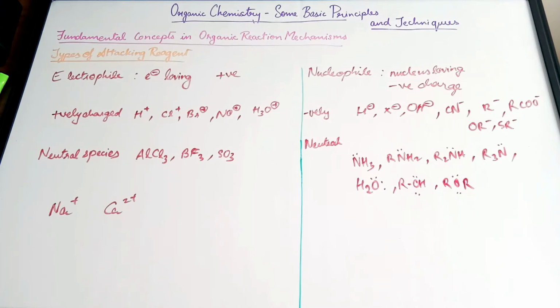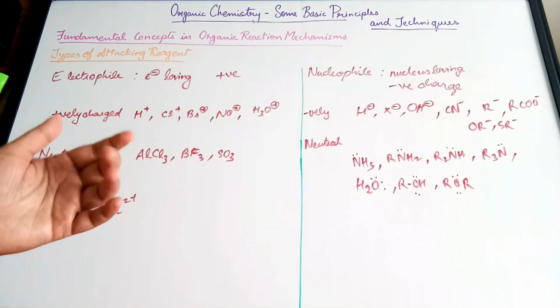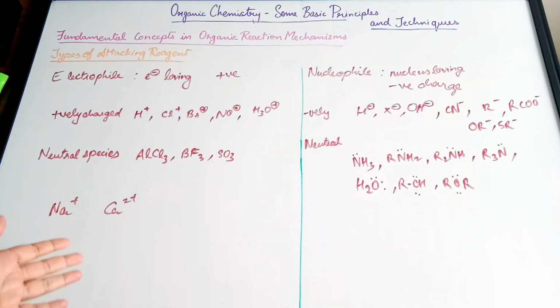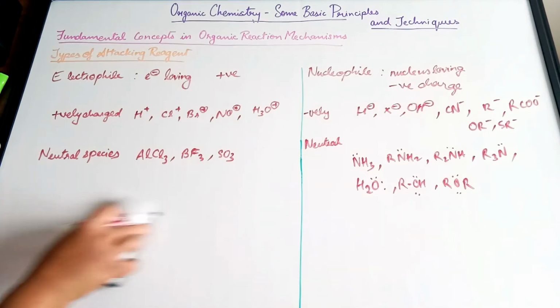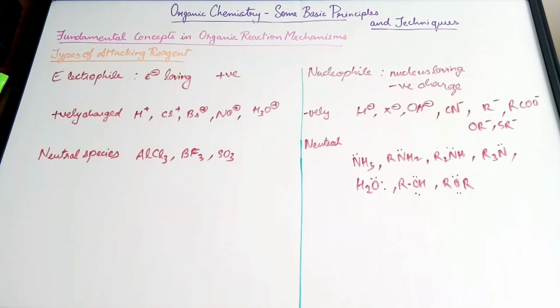Electrophiles and nucleophiles, these are very important. Electrophile is electron loving, nucleophile is nucleus loving. So electrophiles can be positively charged or a neutral species which can accept a pair of electrons, whereas nucleophiles are negatively charged or neutral species which are looking for an electron deficient center. Now when a reaction takes place between an electrophile and a nucleophile, a bond will form, right? Because an electrophile is looking for an electron rich space, whereas a nucleophile is looking for an electron deficient space.